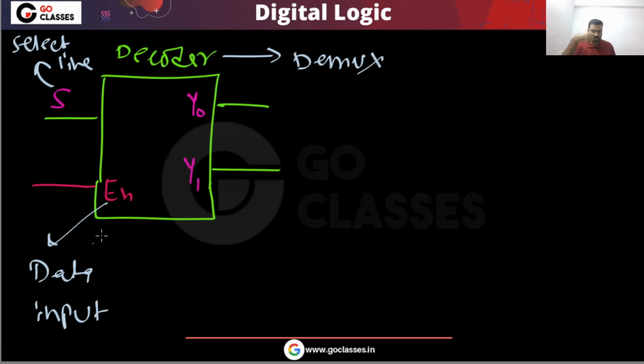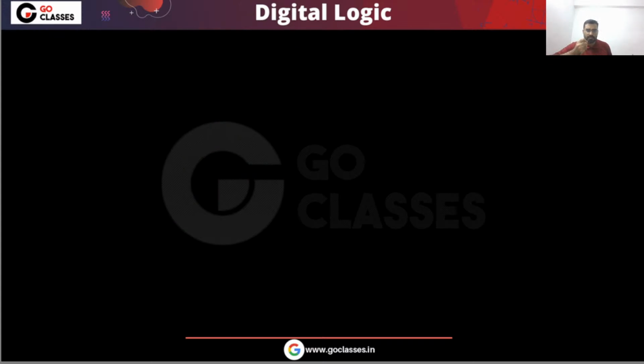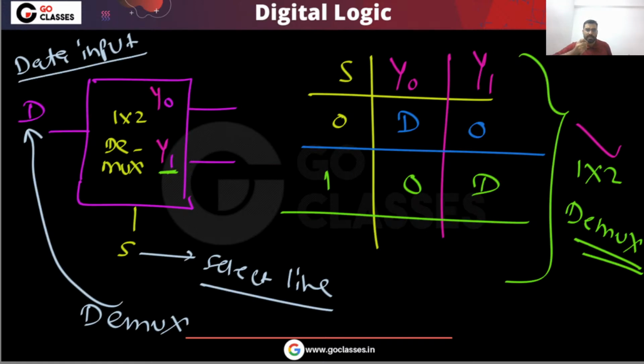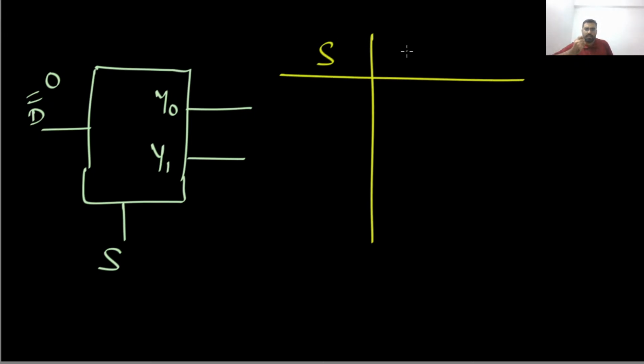Now let's check it out. Is this working correctly if I take this as the data input? In a demultiplexer, let's assume this is your demultiplexer and your data input is 0. Tell me what will happen with Y0 and Y1 if your data is 0.